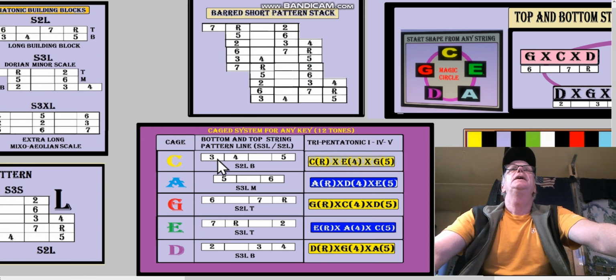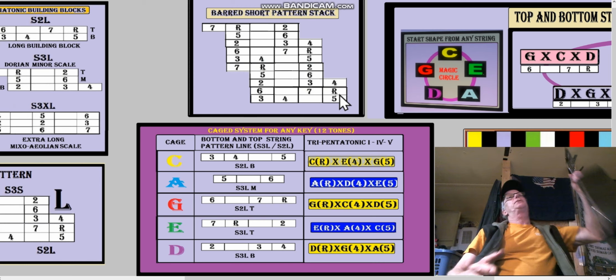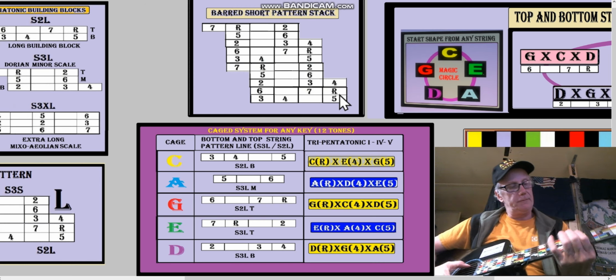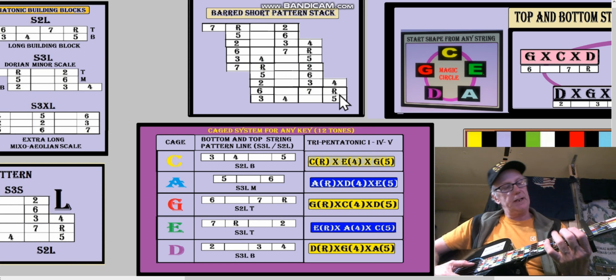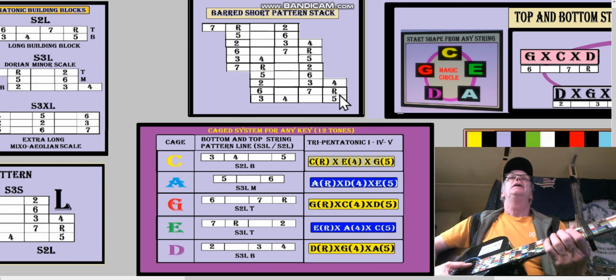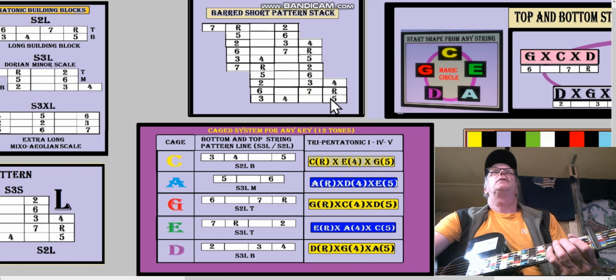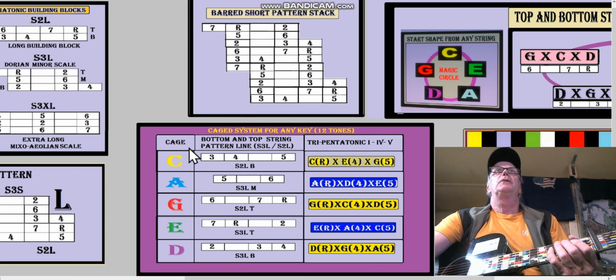So C is 3, 4, 5, C-shaped root, E-shaped 4, G-shaped 5. So the 3 would be 3, 4, 5. A shape would be 5, 6. Okay, now if we just go 3, 4, 5, we have to go backwards around this thing. And anyway, this isn't the magic circle. This isn't in fourths.